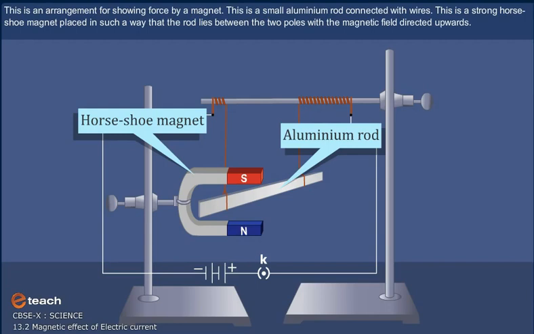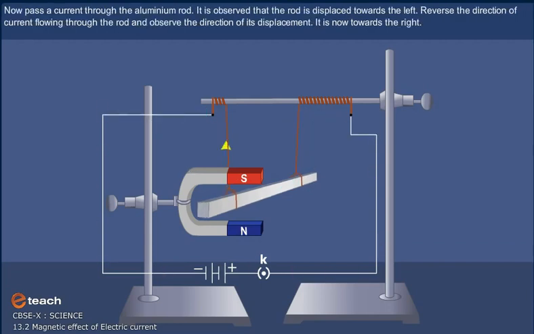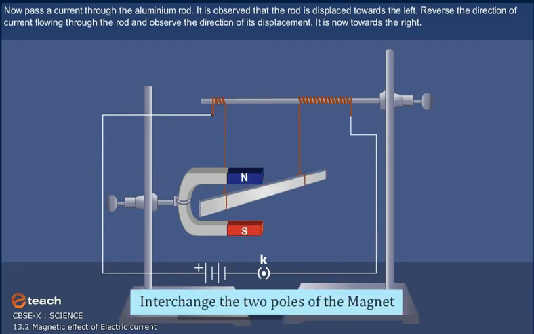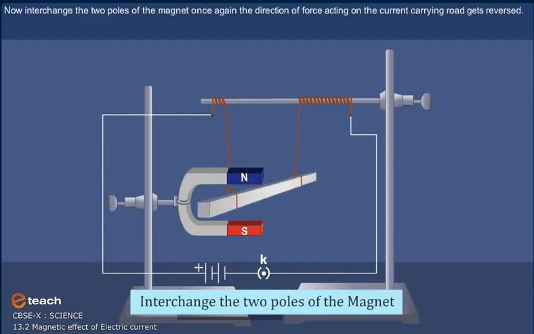the magnetic field directed upwards. Now, pass a current through the aluminum rod. It is observed that the rod is displaced towards the left. Reverse the direction of current flowing through the rod and observe the direction of its displacement. It is now towards the right. Now, interchange the two poles of the magnet. Once again, the direction of force acting on the current carrying rod gets reversed.